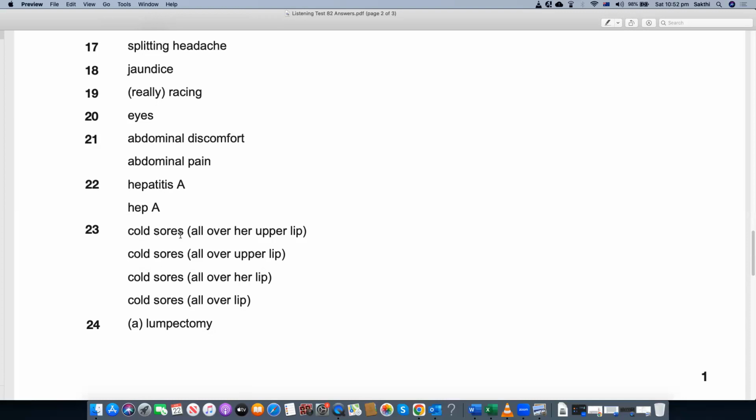23, the answer is cold sores all over her upper lip, or cold sores all over upper lip, or cold sores all over her lip, or cold sores all over lip, or just cold sores. So we got 5 different answers for this one question. Okay, so any one of them is correct. And for question number 24, the answer is a lumpectomy or just lumpectomy. So you can write either of them. Either of them is going to give you the marks.